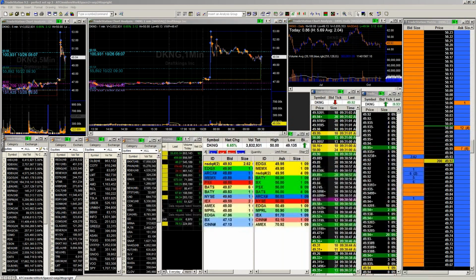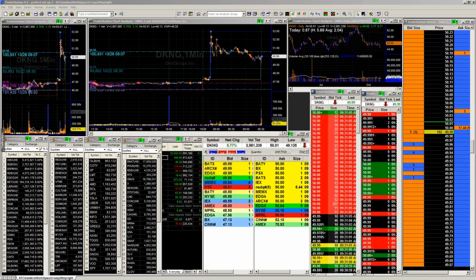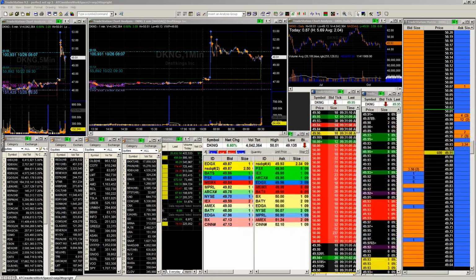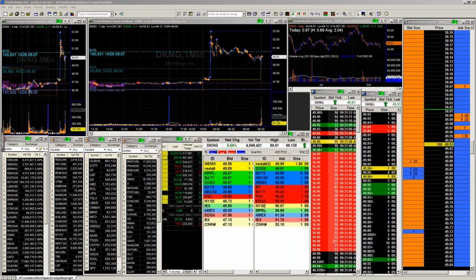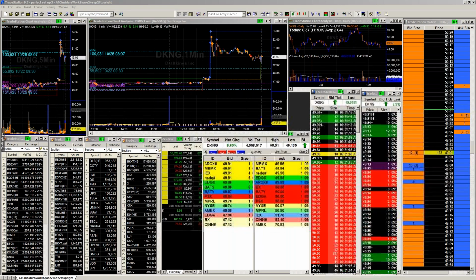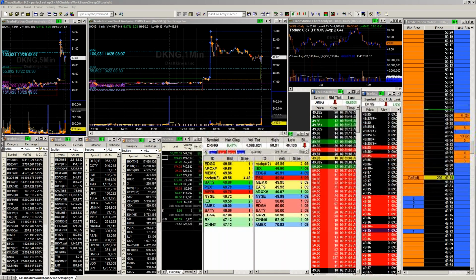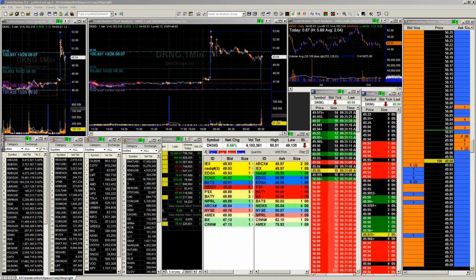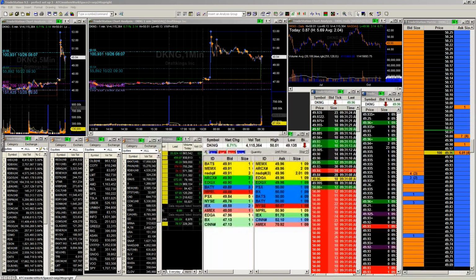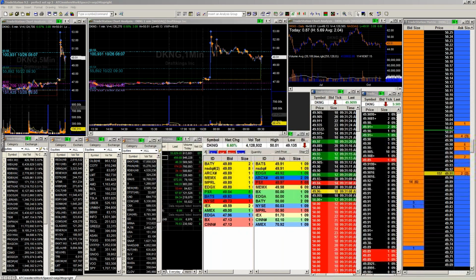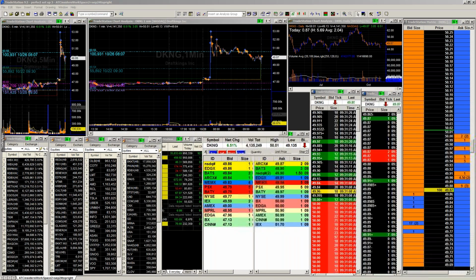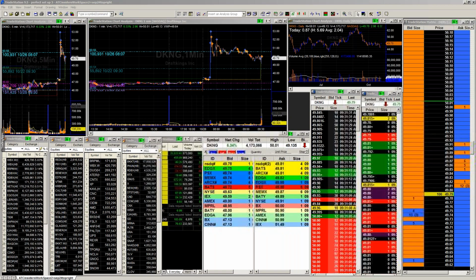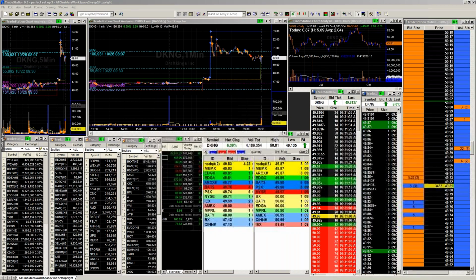Okay, yes, so we need to have an entry, an exit, the price target, and a stop loss. Without those, we cannot have an actual game plan. So how do we figure out what our price target should be? Let's start there. Because without a price target, can we really know how much we're willing to lose?